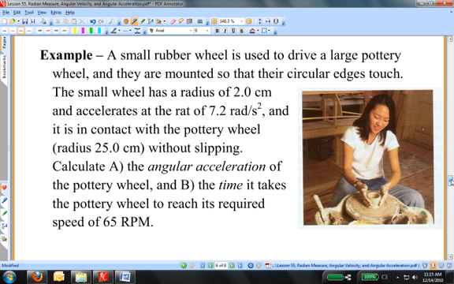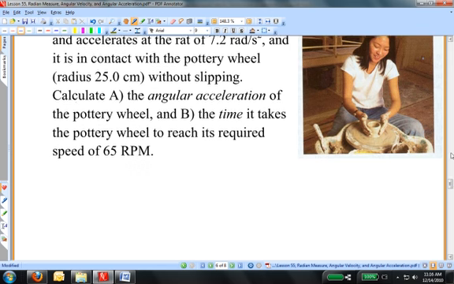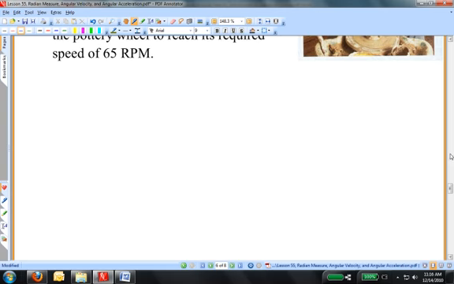Calculate A, the angular acceleration of the pottery wheel, and B, the time it takes the pottery wheel to reach its required speed of 65 RPM. Now this is a problem you can sink your teeth into. Let's begin by sketching a diagram of this situation.